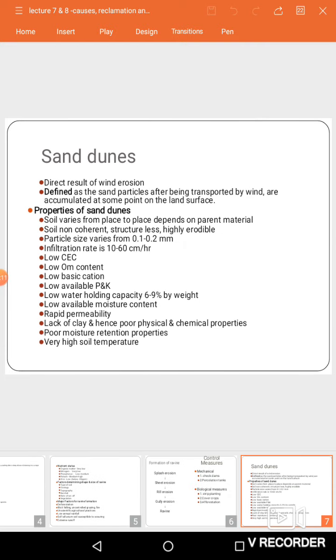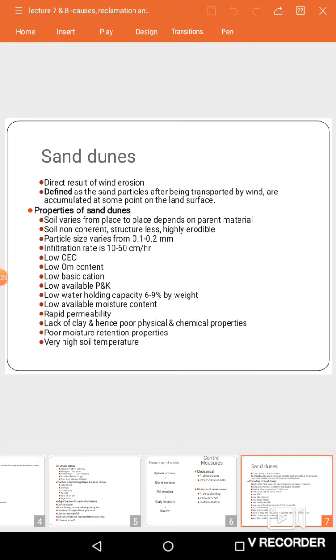And next we'll see the sand dunes. These types of soils are formed due to wind erosion, and they contain mostly sand particles, mainly transported by wind and deposited at a particular point on the surface of the land.